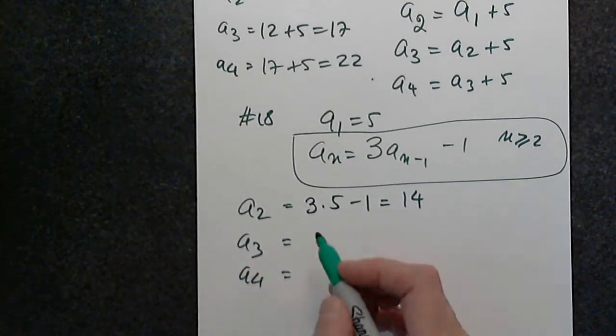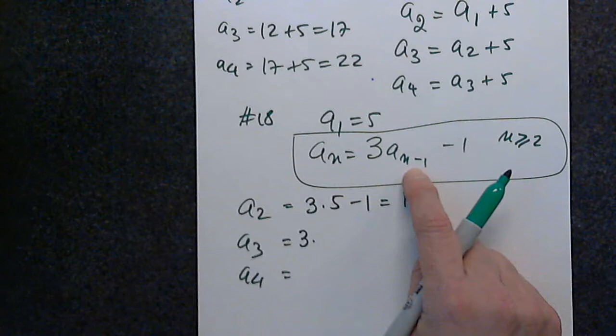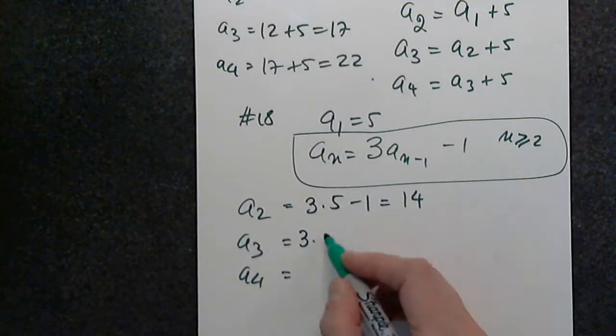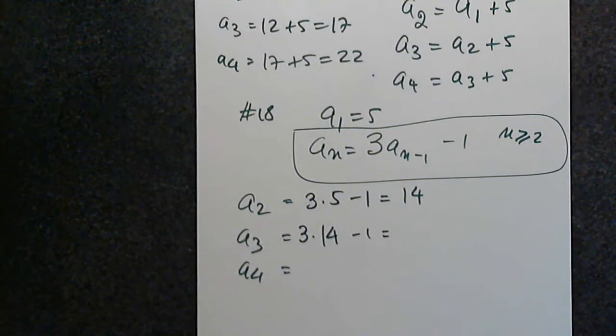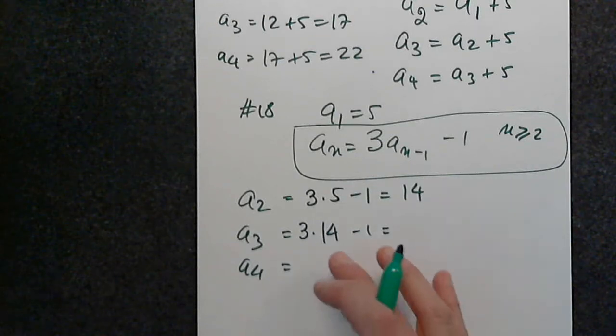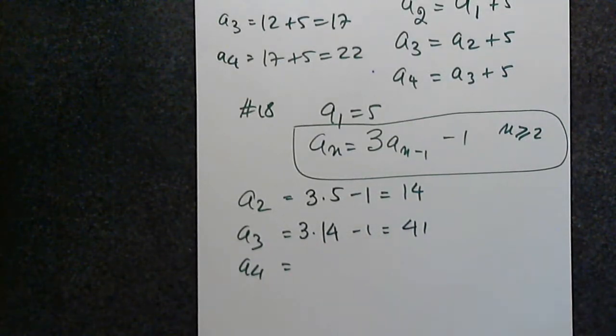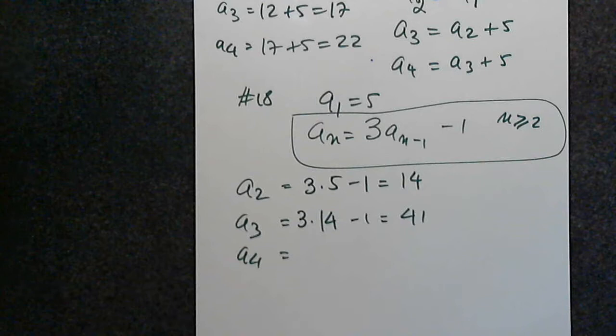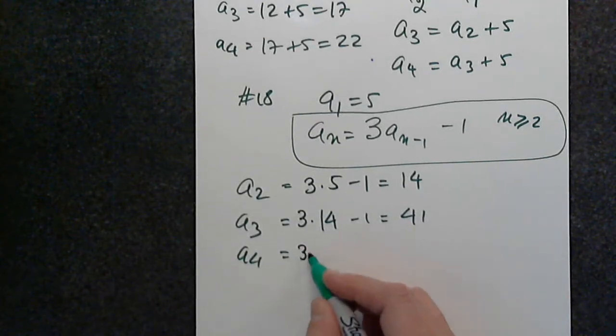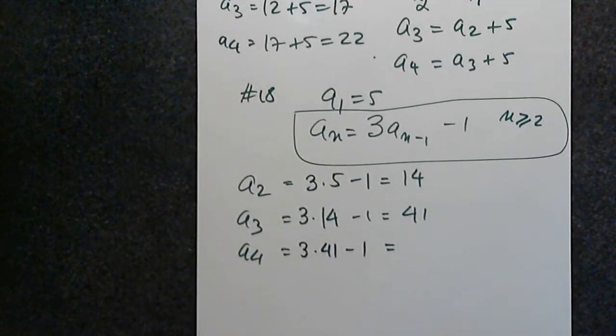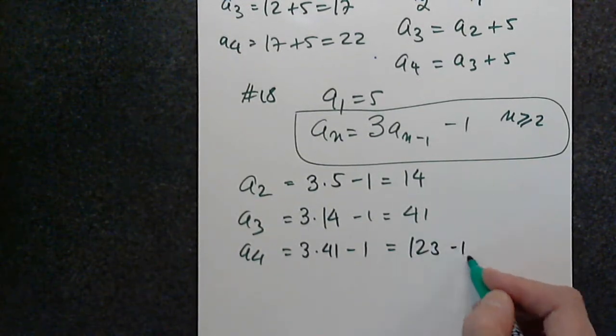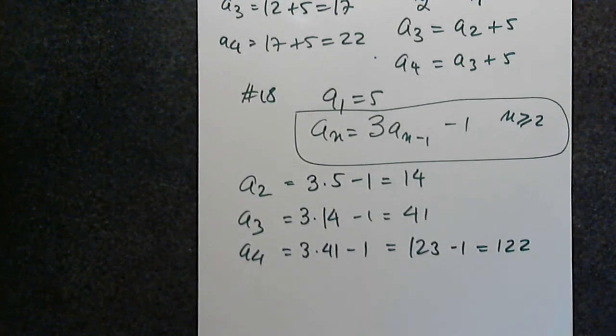Now A3 is 3 multiplied by the previous term, which I already determined, 14 minus 1. So 42 minus 1 is 41. Are we okay with this? Yes, everyone? So then 3 multiplied by 41 minus 1. Remember, you have to multiply first. So it's 123 minus 1, which is 122. Is this better concerning the recursive formula?